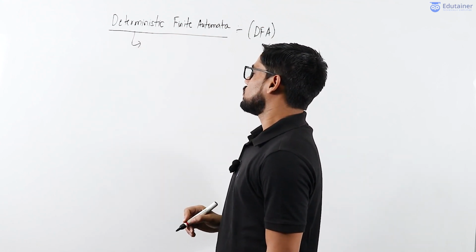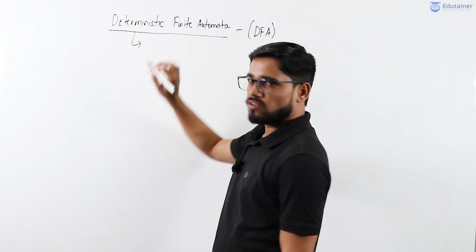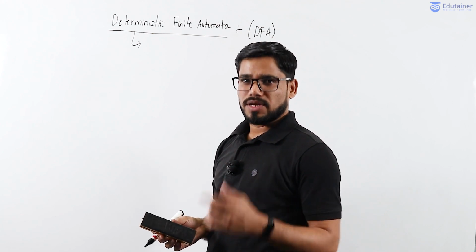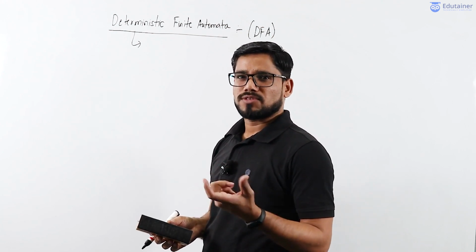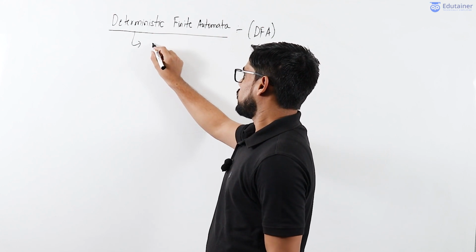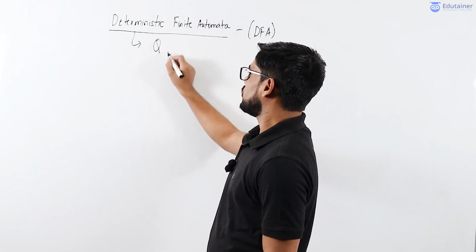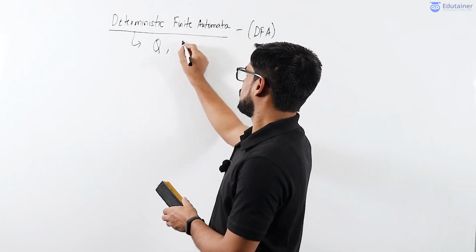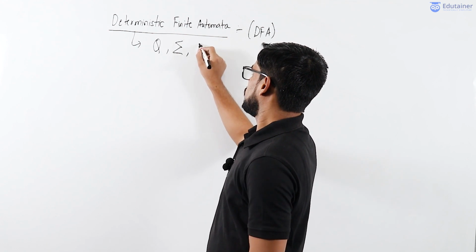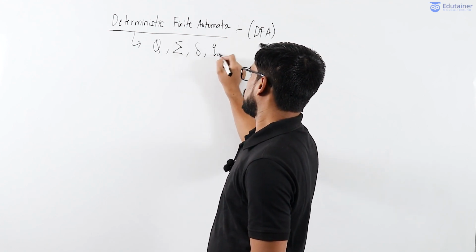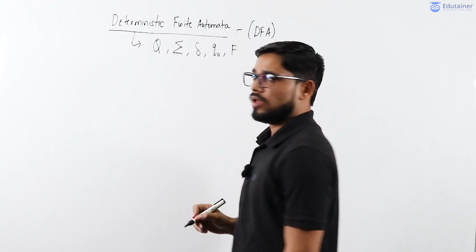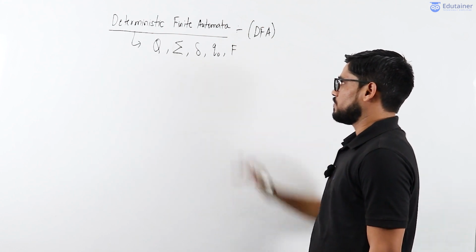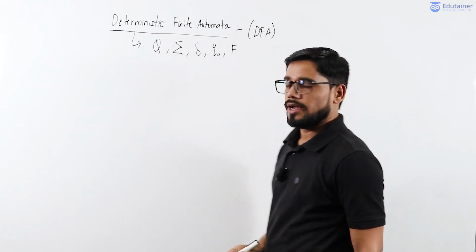Let's take the definition first. It is a collection of 5 tuples. Tuple is something you can also study in the Python language. A tuple is a collection of symbols. The 5 tuples are Q, capital Q, sigma, delta, Q naught, F. Deterministic finite automata is a collection of 5 tuples: Q, sigma, delta, Q naught and F.